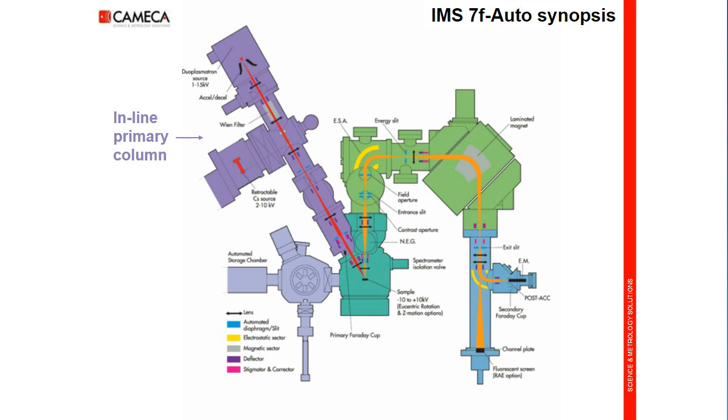The dual plasmatron source is mounted at the top, in line with the primary ion column. It includes a VIN filter for removal of parasitic species. The cesium microbeam source is retractable. It moves between the parking position, when not used for analysis, and the working position, in line with the primary column. A motorized automated storage chamber is also available.